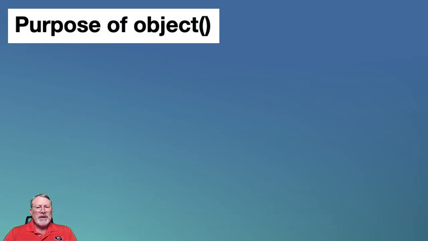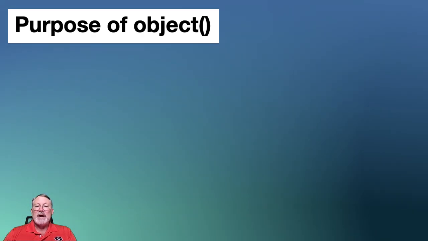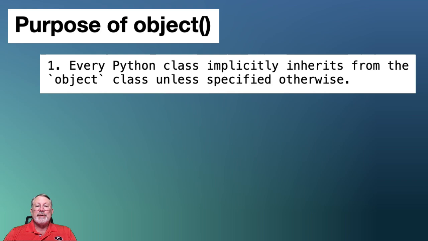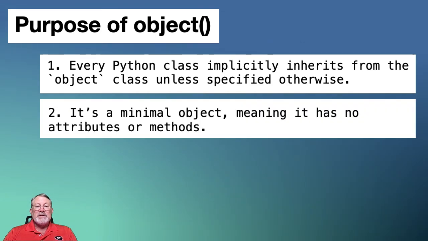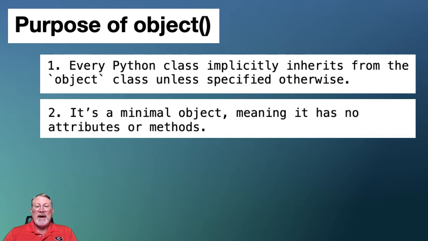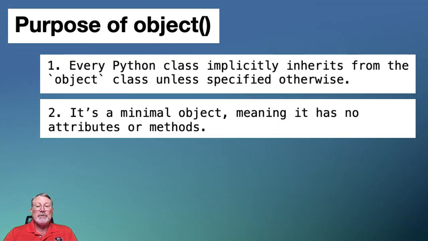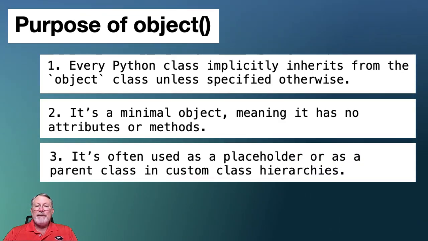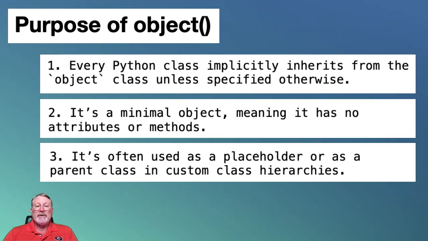So why use object? It's the base for all Python classes and serves as the foundation for Python's object model. Here are some key concepts. Every Python class implicitly inherits from the object class, unless specified otherwise. It's a minimal object, meaning it has no attributes or methods other than those provided by Python's default object class. And it's often used as a placeholder, as a parent class in custom class hierarchies.